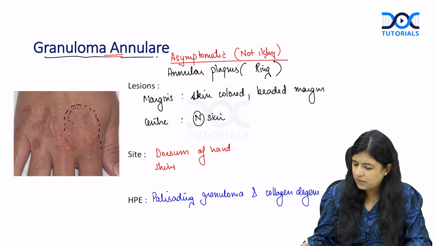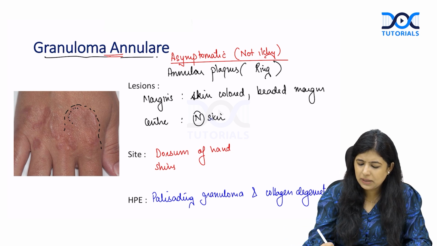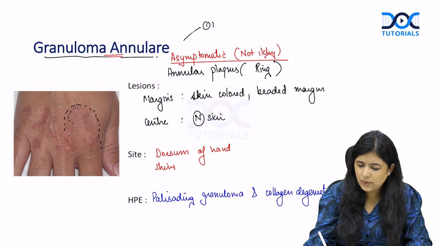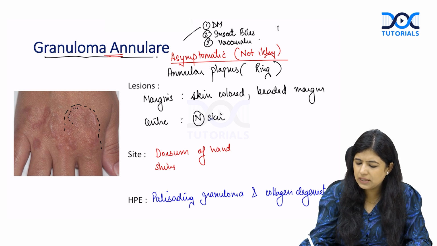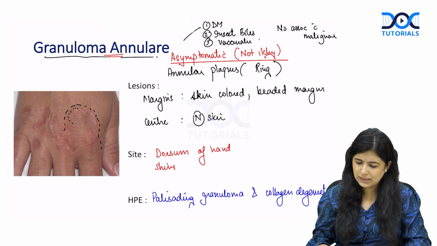Now, even though I have told you that granuloma annulare is associated with diabetes, there are some other important associations that you have to remember. Apart from diabetes, it can be associated with insect bites as well as certain vaccinations. But remember, there is no association with malignancies. So granuloma annulare is not associated with malignancies.